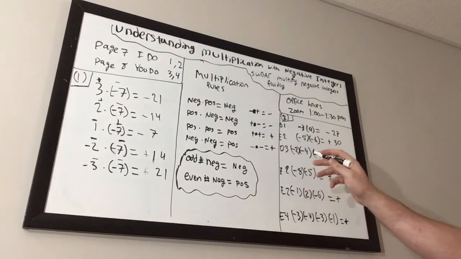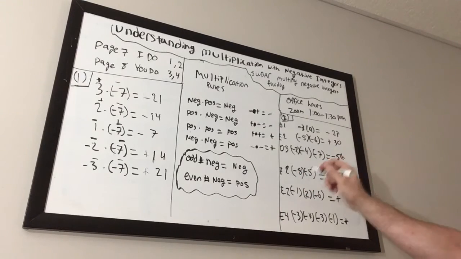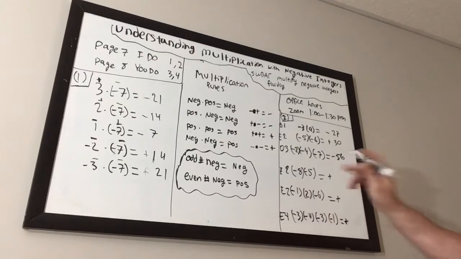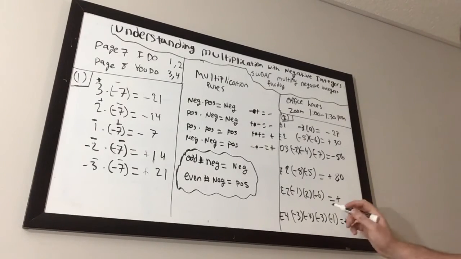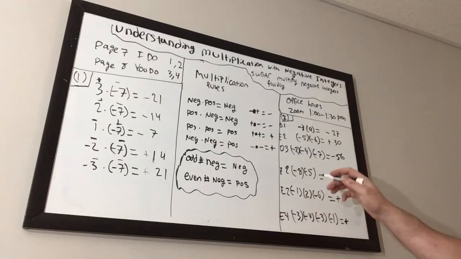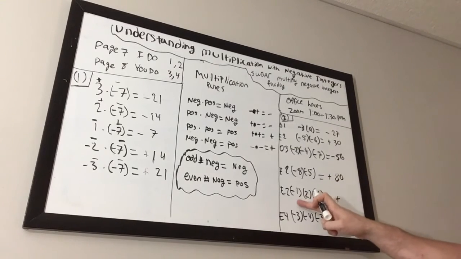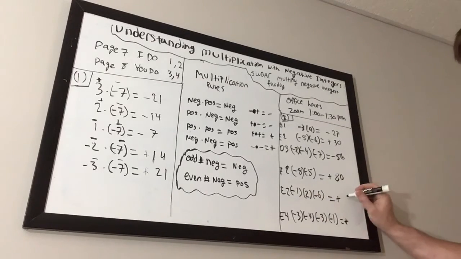We have 2 times 8 times 5. 8 times 5 is 40. 40 times 2 is 80. So the answer is positive 80. Then we have negative 1 times 2 is negative 2. Negative 2 times negative 6 is positive 12.